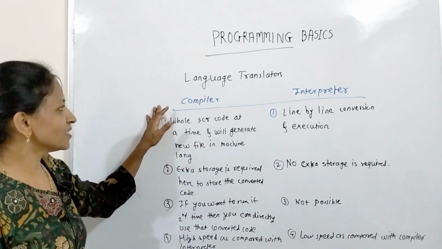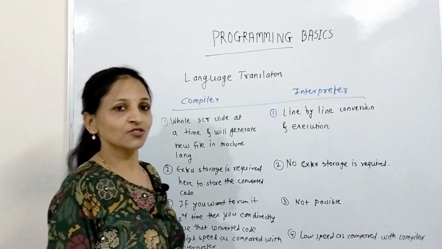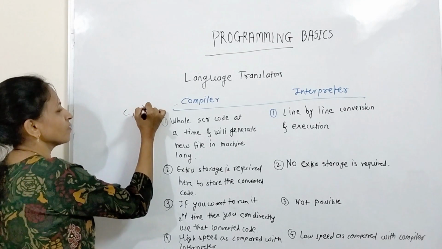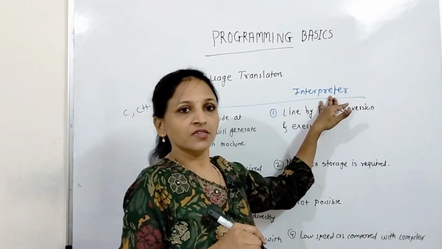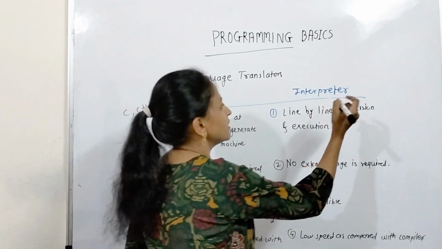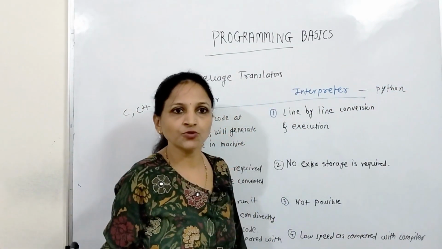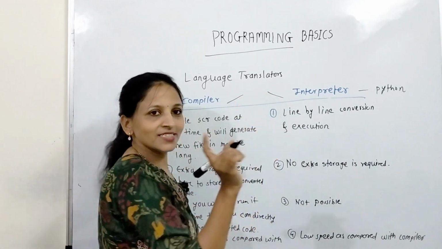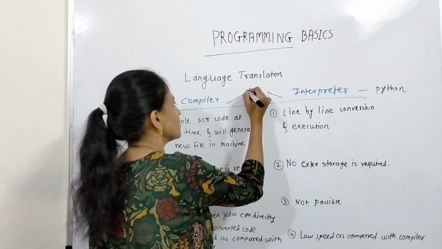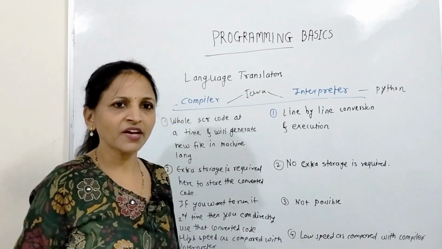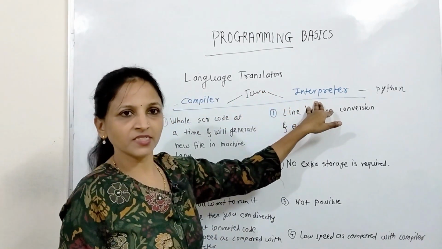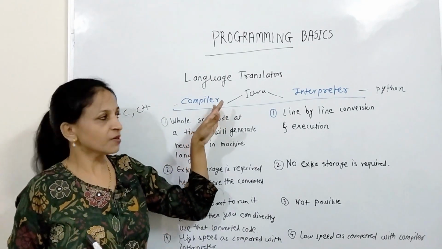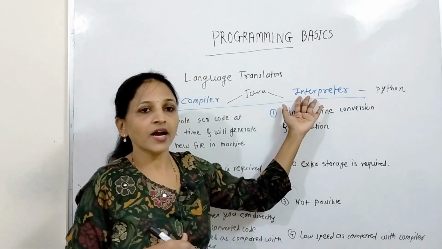Now what are the examples of compiler based languages? The languages using a compiler are like C, C++. Some languages use an interpreter, that is Python. Python is using an interpreter. Some languages use both. Java is the example of a compiled as well as interpreter based language. Means some languages use only a compiler, some use only an interpreter, some languages use both. For example, C, C++ use a compiler, Python uses an interpreter for conversion, and Java uses both.